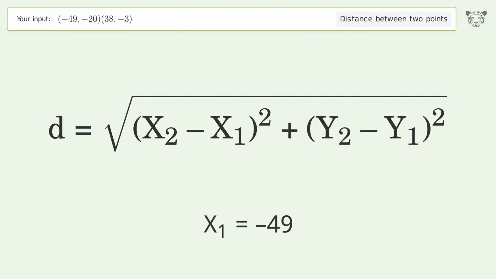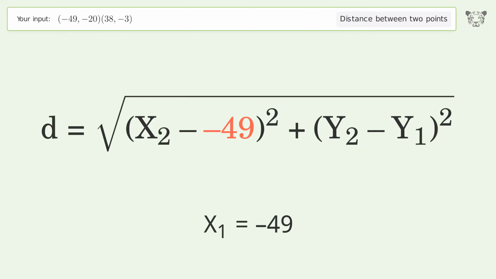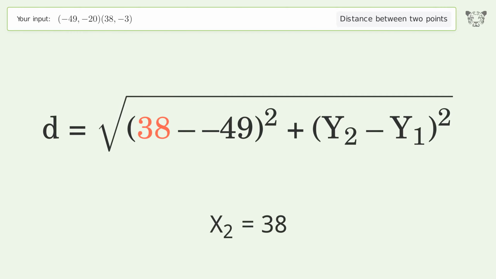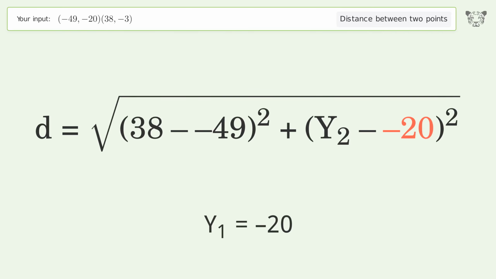x1 equals -49. x2 equals 38. y1 equals -20. y2 equals -3.